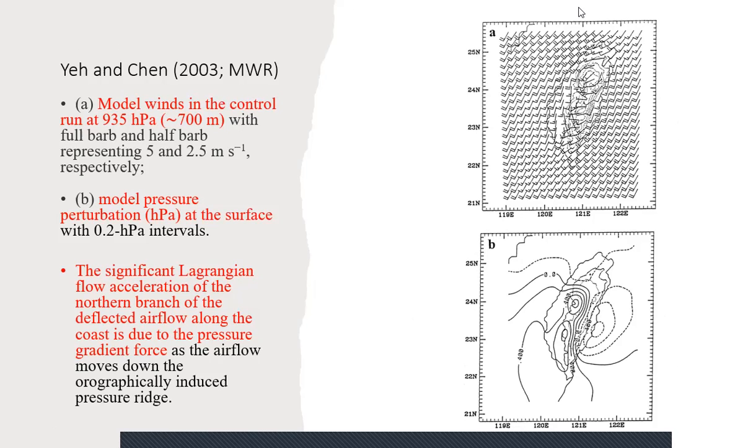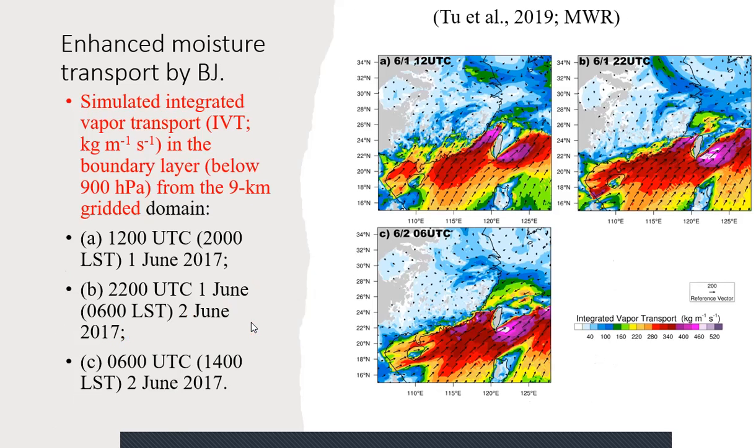And in this model simulation, you can see the flow splitting right here, consistent with observation, and you have a pressure ridge due to orographic lifting here and blocking, and the wind accelerates downstream. That is Lagrangian flow acceleration of the northern branch of the deflected airflow along the coast due to the pressure gradient force. Okay. The barrier jet also enhanced horizontal moisture transport.